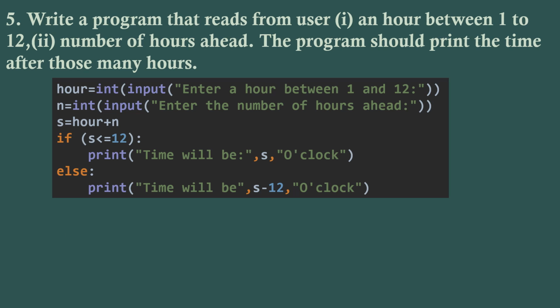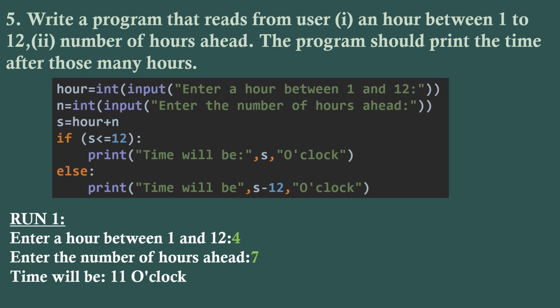So once you run this program, you can check it. It will ask you to enter an hour between 1 to 12. Let's say I have entered a value of 4. Now enter the number of hours ahead, that is 7, let's say. So these two will be added, hour plus n, and the value is 11. So it will print time will be 11 o'clock. So here you can see this value is less than 12.